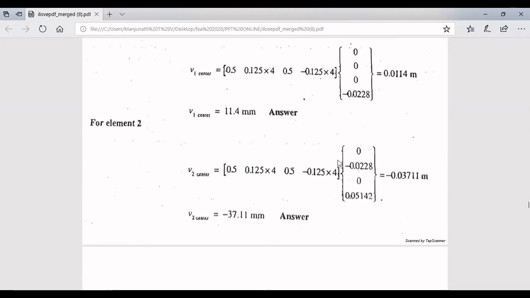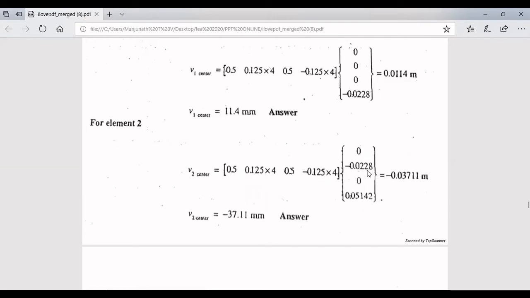For the second element it is v2 theta 2, v3 theta 3. So v2 as 0 we know, and theta 2 values we have calculated, that is substituted here, and v3 value again is 0 because there is no vertical displacement, and theta 3 value as we calculated is 0.05142.